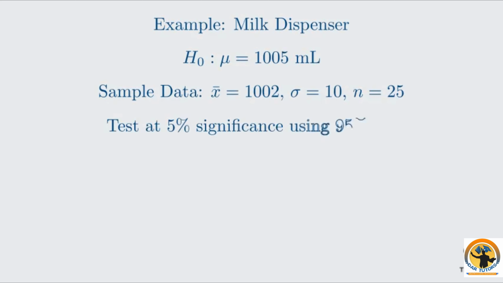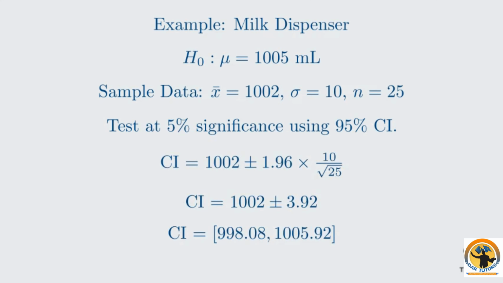Our null hypothesis is that the true mean volume mu is 1005 ml. Our sample data gives us a sample mean of 1002 ml, a standard deviation of 10 ml, and a sample size of 25. We'll use a 95% confidence interval to test the claim. First, we construct the 95% confidence interval for mu. This is 1002 plus or minus 1.96 times 10 over the square root of 25, which is 5. This calculates to an interval from 998.08 to 1005.92.